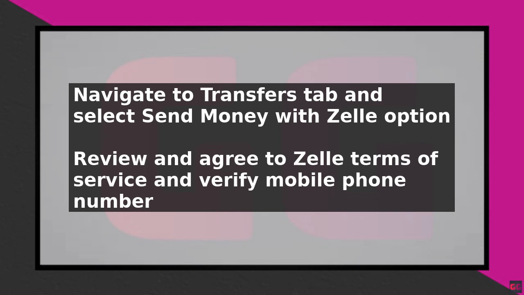You will receive a verification code via text message, which you will need to enter into the app to complete the verification process. Once your mobile phone number is verified, you can start using Zelle to send and receive money.